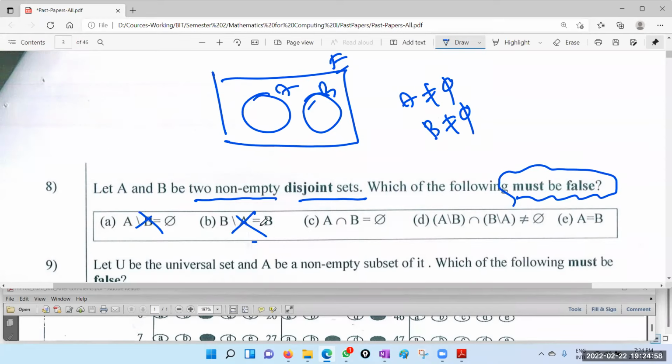No. A intersection B is 5. Yes, A intersection B must be 5. Right? Definitely. But we need must be false. This is must be true. No.